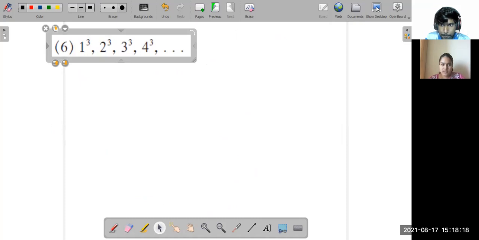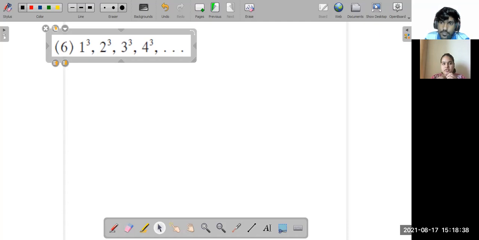This is increasing by cube. Cube of all natural numbers, like 1, then 2, then cube of 3, then cube of 4 is 64. So how is it? Don't look at the answer. Just look at the pattern.